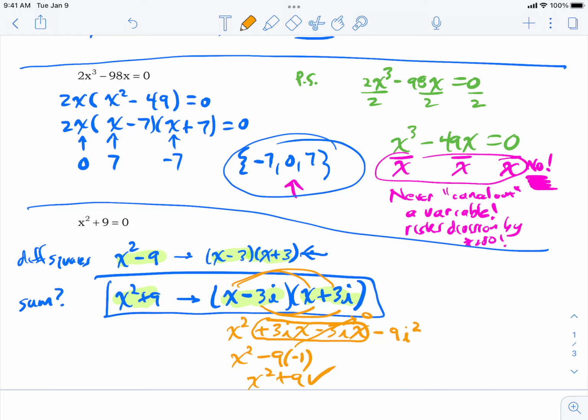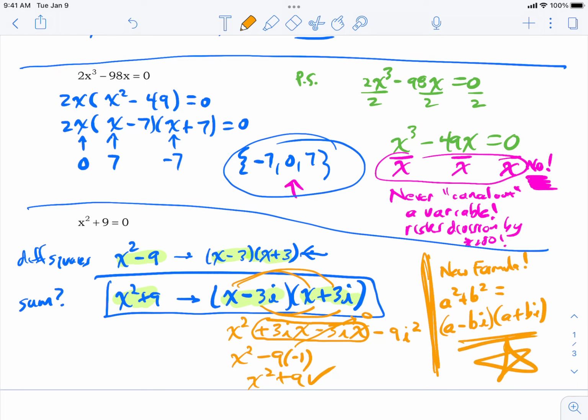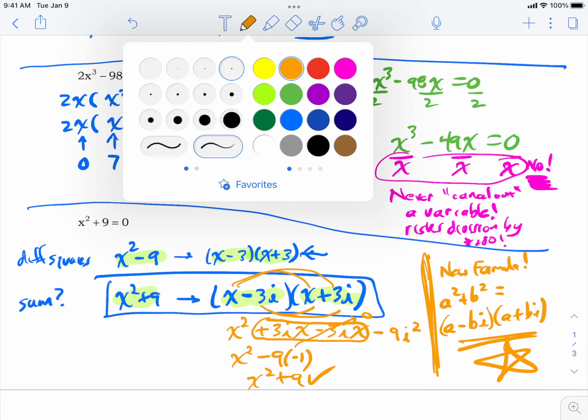It works! In other words, your reward for getting to the end of page 1 is you now have a new factoring formula. When you have a sum of two squares, a squared plus b squared, it factors as a minus bi times a plus bi. So, should we finish the problem? Yeah, we should finish the problem.